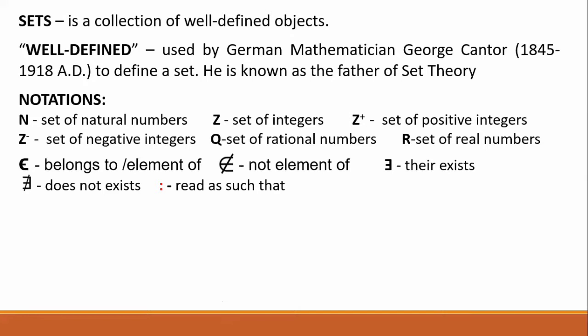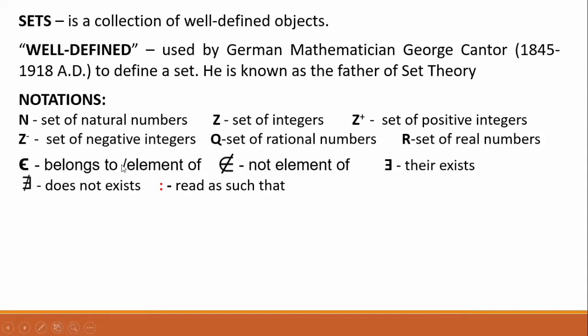Here are some notations that will be used to represent a set. N is for the natural numbers, that is 1, 2, 3, 4, and so on and so forth. Set of integers, we have letter Z. Z positive is the set of positive integers. Z negative is the set of negative integers. Q is for the set of rational numbers. R is for the set of real numbers.